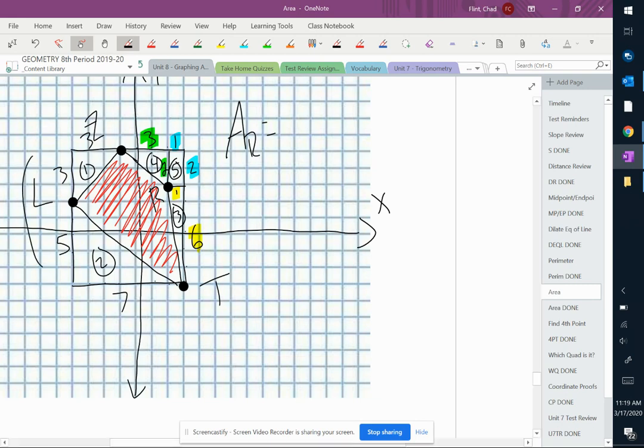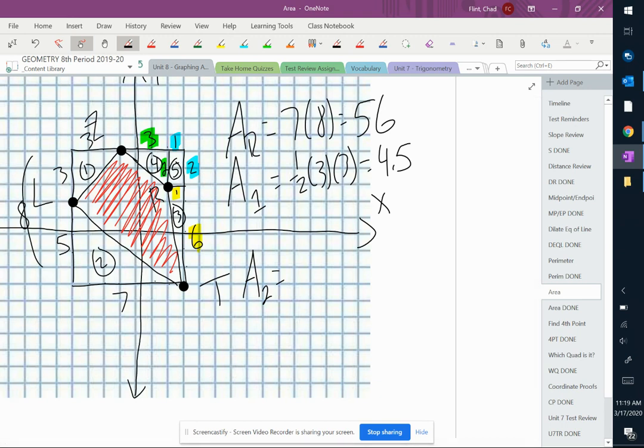So my rectangle is going to have an overall height of 8 and base of 7. So I'm looking at 56 for my overall. Triangle 1 has a height of 3 and a base of 3. So that's going to be 4.5. Triangle 2 has a height of 5 and a base of 7. So that one is 17.5.